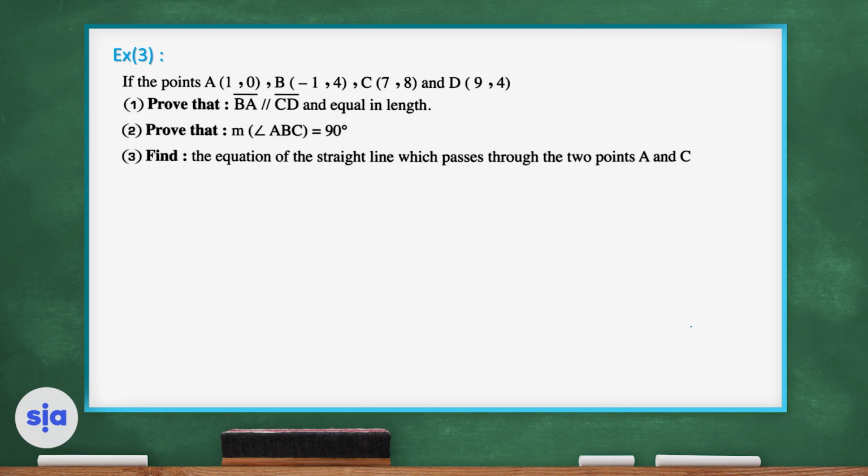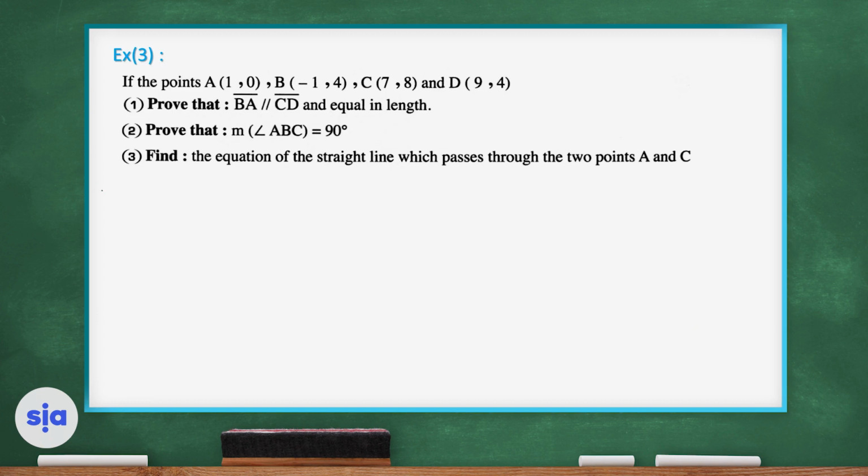In question 3, the points A, B, C, and D are given with their coordinates in front of you. The first question is asking us to prove that BA is parallel to CD and they are equal in length. Take care that in this question, the question wants you to prove two things. The first one, that the lines are parallel. The second one, that the lines are equal in length. So let's do the first part.